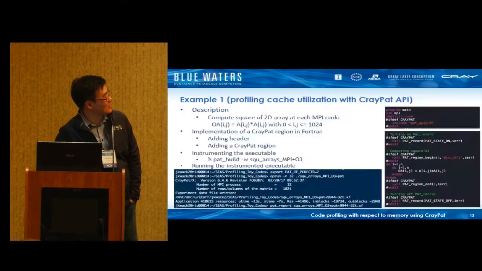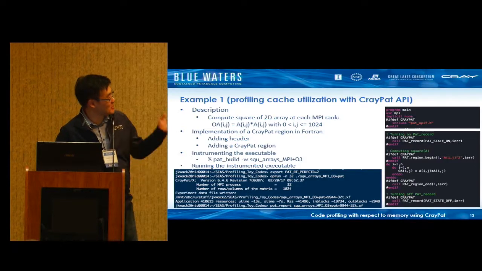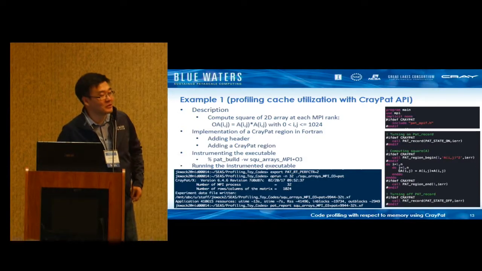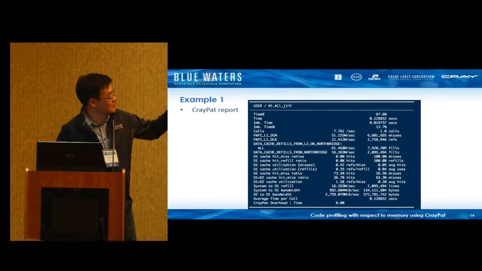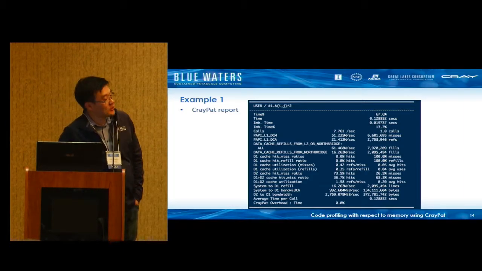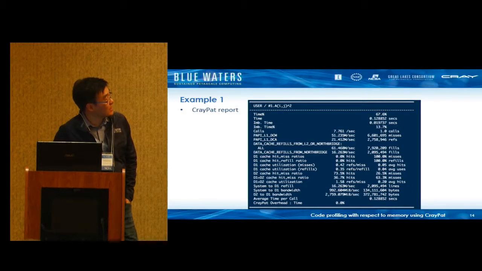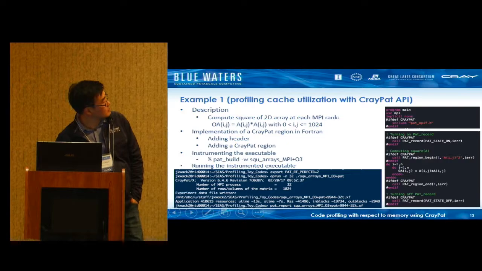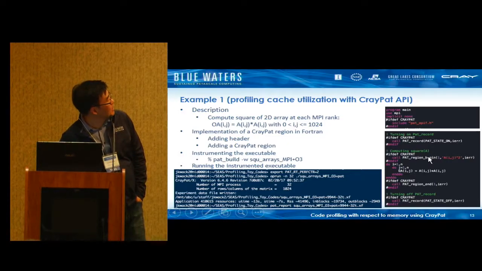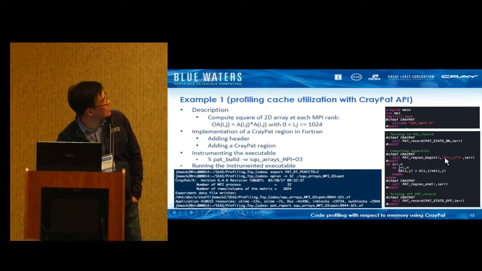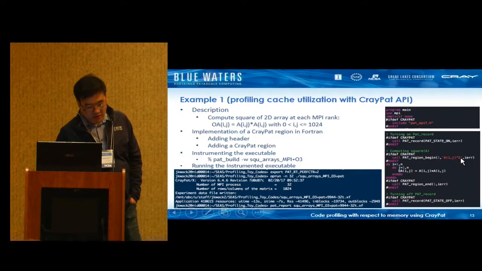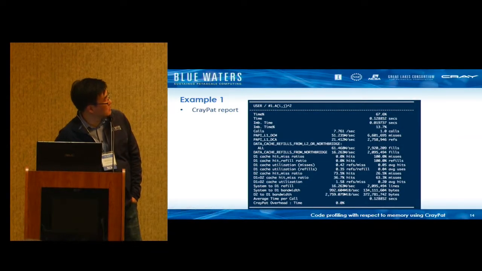Okay. So after running Perftools and doing the pat_report immediately, you will get a big text file, and this is part of that. I set region 1 as AIJ square. I set it here. This region ID is 1, and I just named it this way.